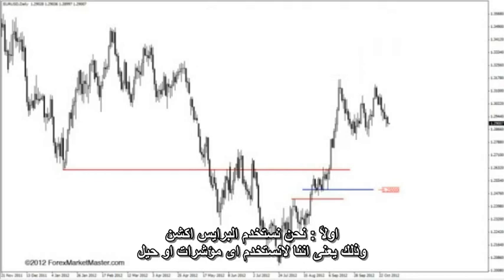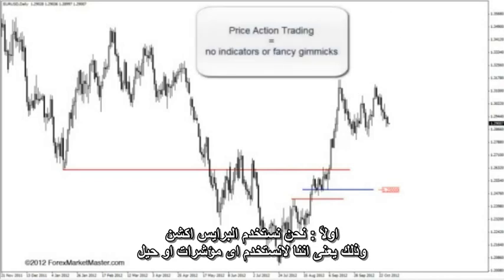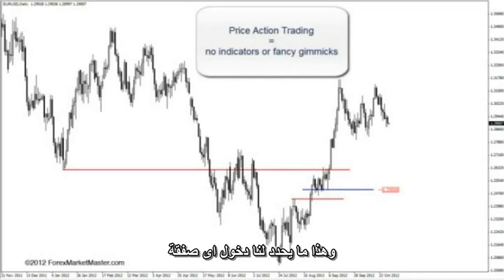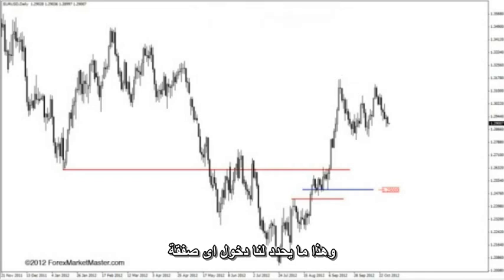Okay, number one is we use price action, and price action means that we don't use any indicators or fancy gimmicks of any sort. We just use the price that the market gives us, we follow it, and that is our determinant for getting into a trade.